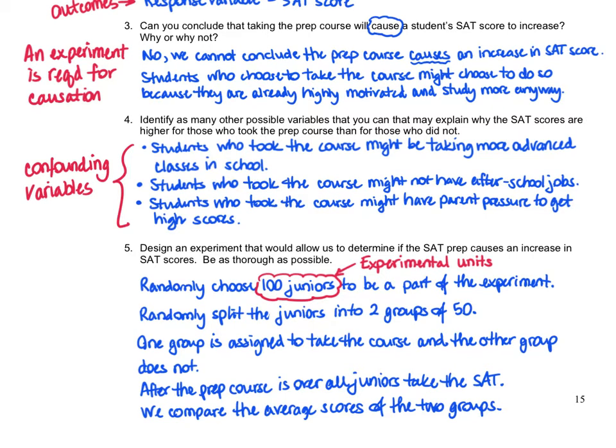Next, we would randomly split the juniors into 2 groups of 50. Then one group would be assigned to take the course and the other group would not take the prep class. And this is the treatment and the control. After the prep class is over, all juniors take the SAT and we compare the average scores of the two groups. That means we compare the response variable results.